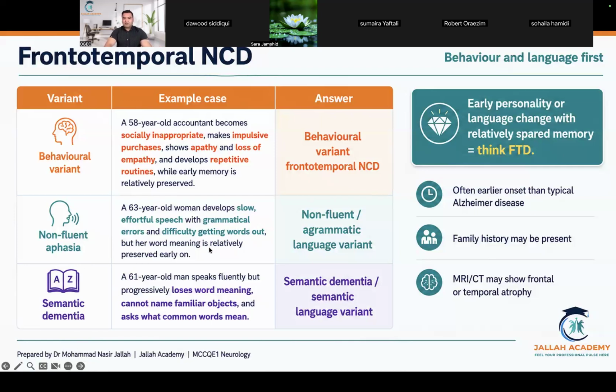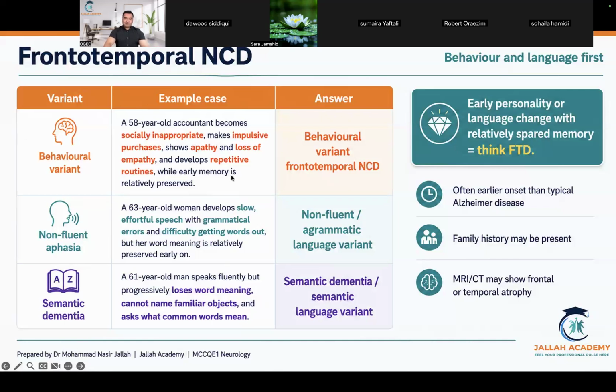But her word meaning is relatively preserved early on. Now, semantic dementia: a 61-year-old man speaks fluently, but progressively loses word meaning, cannot name familiar objects, and asks what common words mean. So semantic dementia.